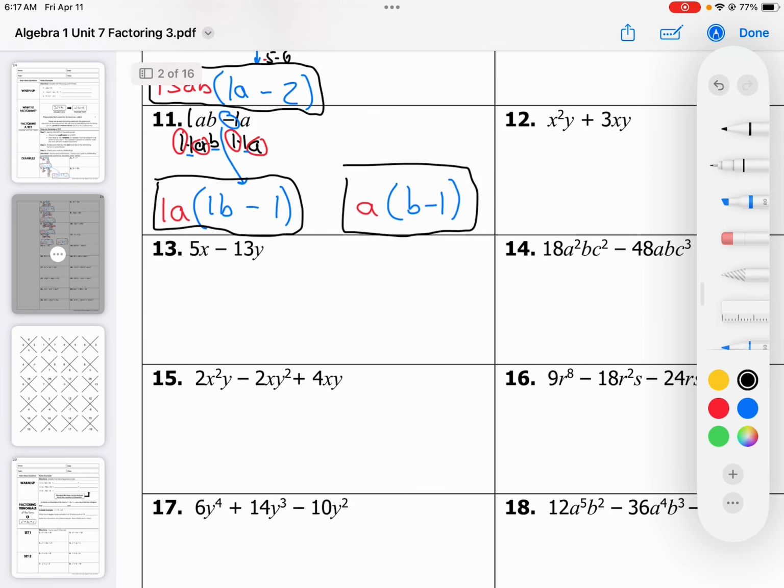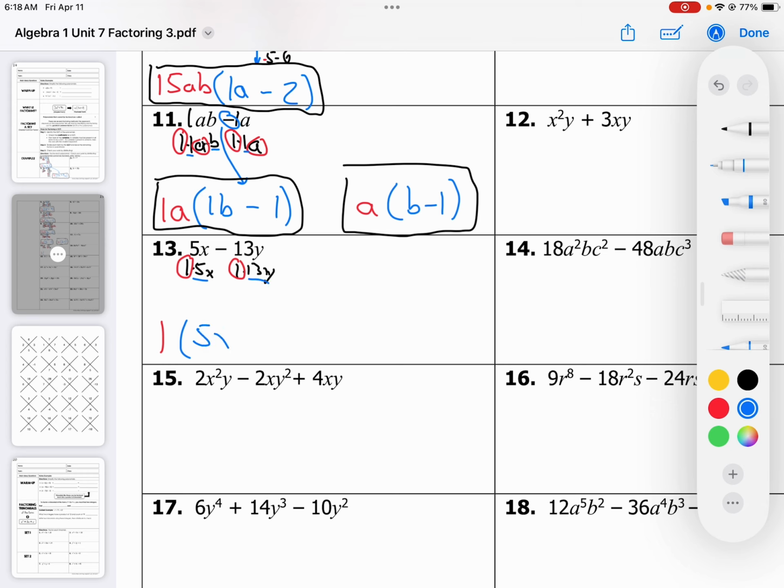Okay, so number 13. We have 5x, so that would be 1 times 5 and then x. And then 13y, that would be 1 times 13 and then y. So in this case, the only number that they have in common is 1. And they don't have any variables in common because they have different variables. So the only thing that we could put in front of the parentheses would be a 1. When that's the case, if the only thing we can take out is a 1, what we're going to have left over is going to be what we started with.